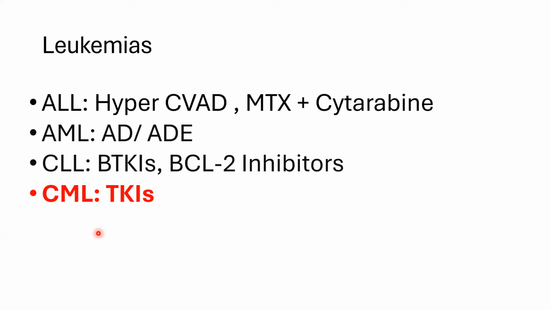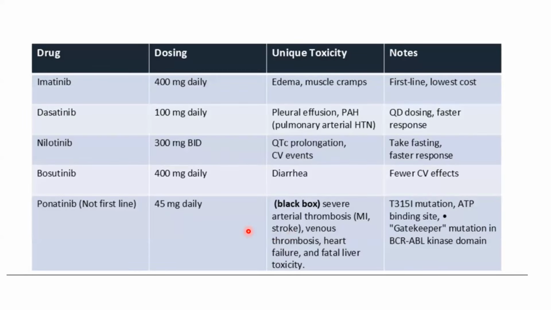Now, last one, really easy. Like we said, CML is usually positive for the mutation in BCR-ABL or the translocation 9;22 or Philadelphia. They all mean the same thing. That's why it's very easy to remember that the treatment for CML is always tyrosine kinase inhibitors. Okay, so the doctor did include the different types of tyrosine kinase inhibitors. Now, personally speaking, I don't think this is that important.